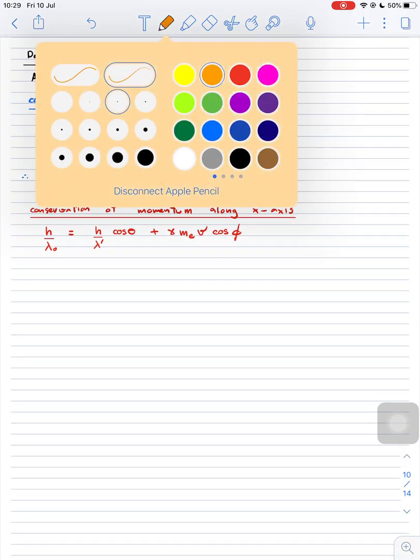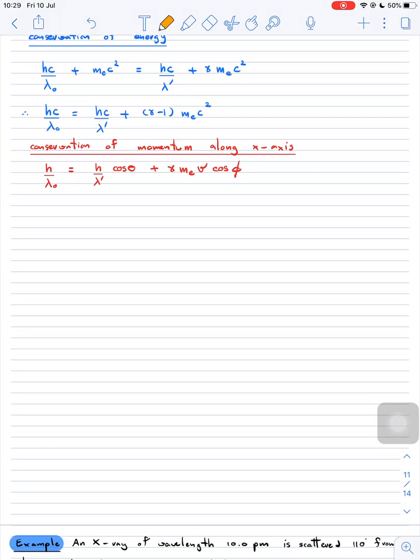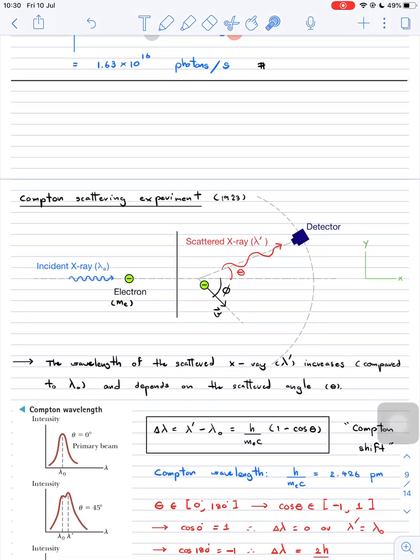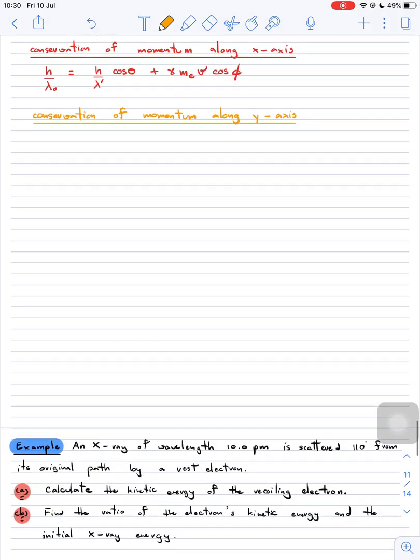Now the last one is going to be the conservation of the momentum along the y-axis. Again, before collisions, we don't have momentum along the y-axis. It means that before the collision, the momentum along the y-axis is equal to 0.